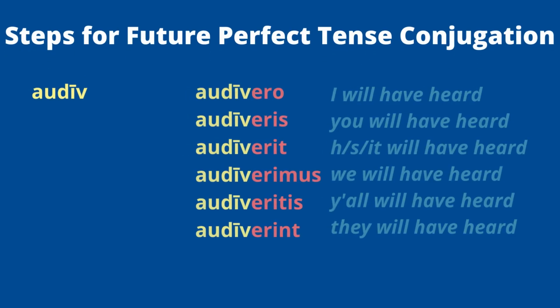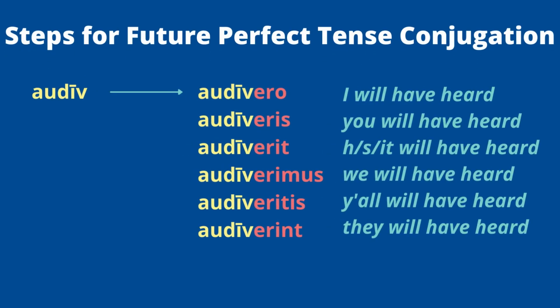So what do I mean by this? Well, if we take audio, audire again, that third principal part is audivi. You drop the long i, and our stem over to the left would be audiv. Now we add on ero, eris, erit, and we have future perfect tense. So audivero means I will have heard, right?